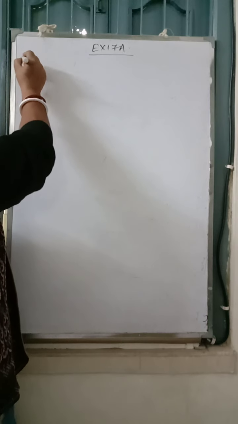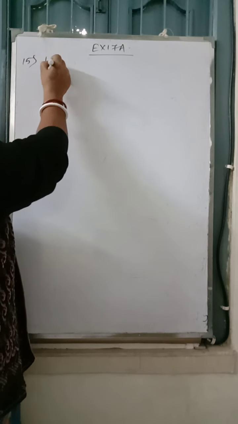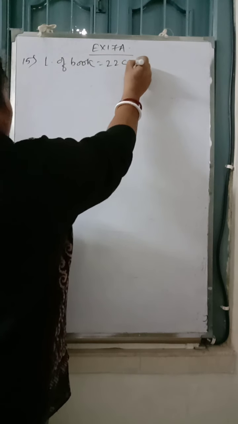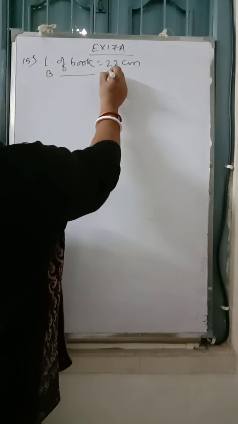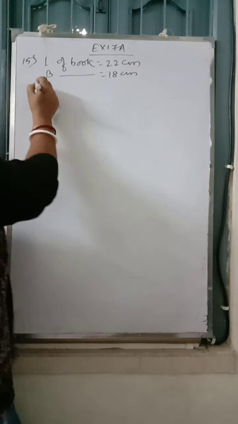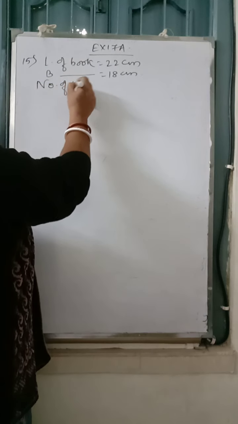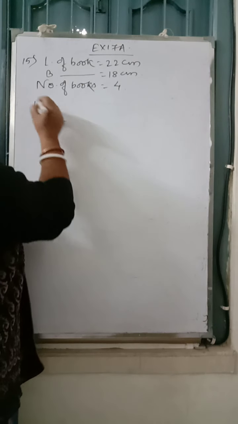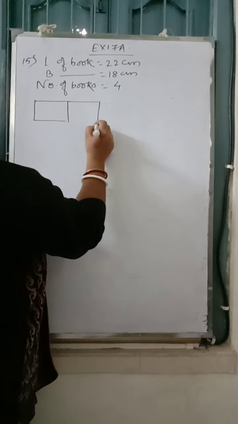Tina has 4 books, each measuring 22 centimeter in length and 18 centimeter in breadth. She places them along the length, keeping side by side. Length of book is 22 centimeter and the breadth of book is 18 centimeter. Number of books is equal to 4. Now she is keeping the book along its length.